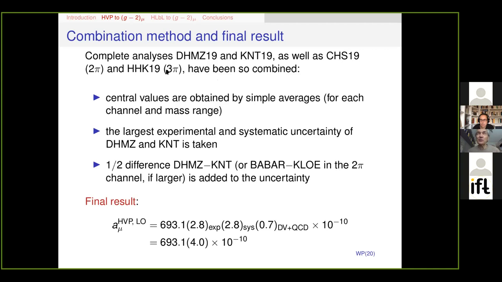So first of all, let me mention that these other analytic methods used to analyze particular channels were available not for everything, but just for the 2π and 3π channels. So for most of the channels, it's only the combination of two of them, but for some particular channels, even three. And so the method to combine these results was to average in a simple manner to obtain central values, average just the different analyses. And this was done for each channel and mass range. The largest experimental and systematic uncertainty of the two or more analyses was taken. And moreover, half of the difference between these two main analyses, or in the 2-pi channel, the main experimental input, namely BaBar and KLOE, was taken and added as a systematic uncertainty.